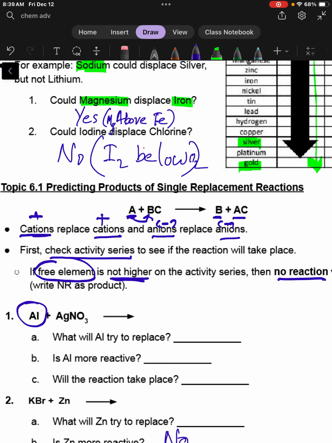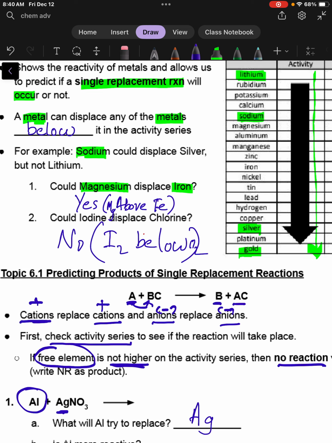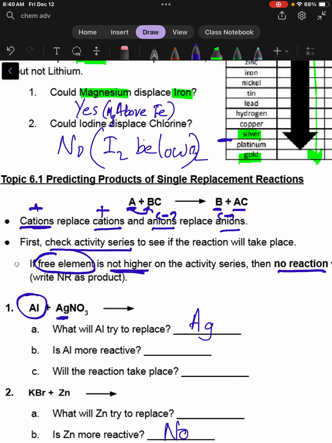Let's do this one. Aluminum is a free element added to silver nitrate. Aluminum is a metal, so it is trying to replace silver. Now look at the series. Is aluminum above silver? Look here, aluminum is here and silver is here. So aluminum is more reactive. Will the reaction take place? Yes.